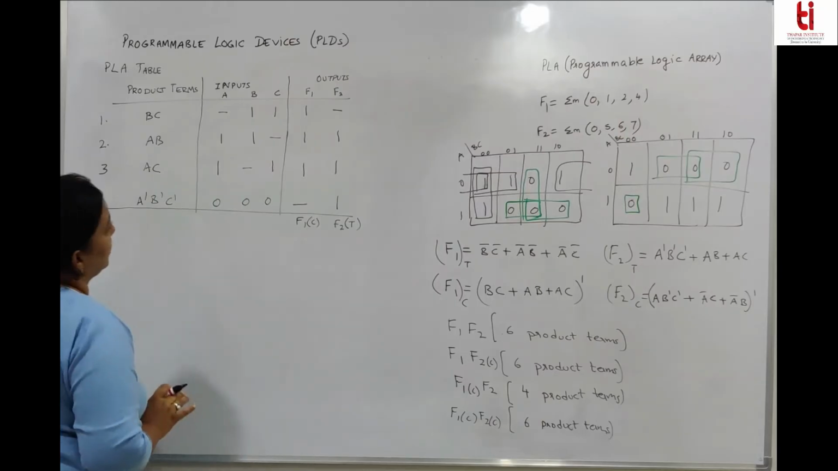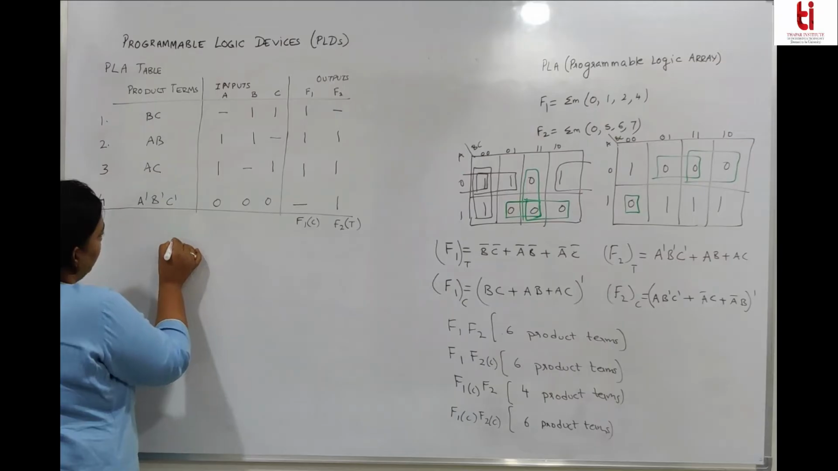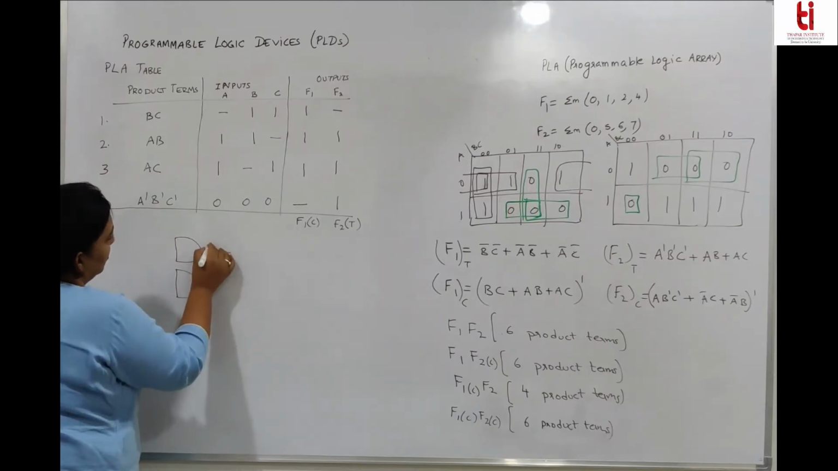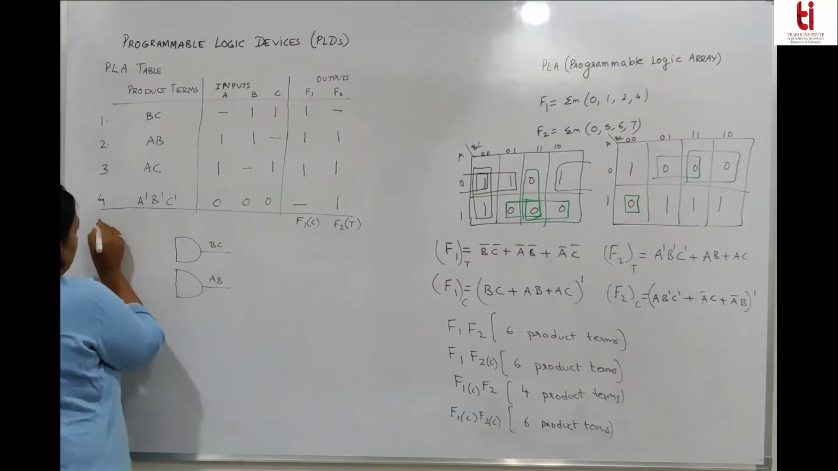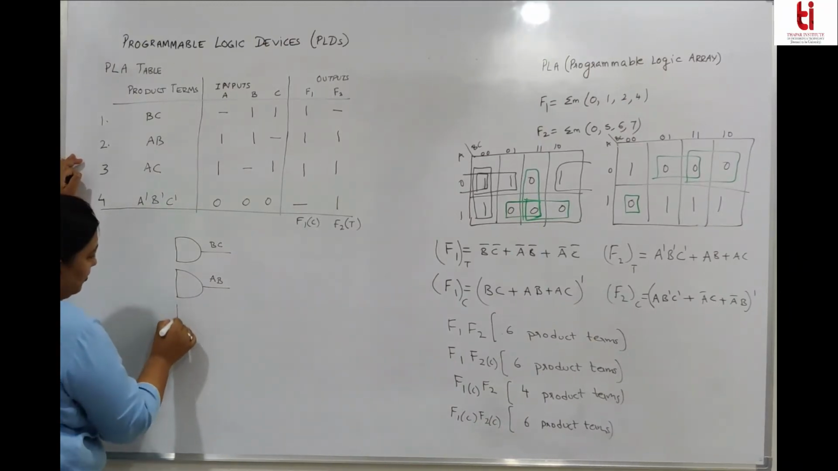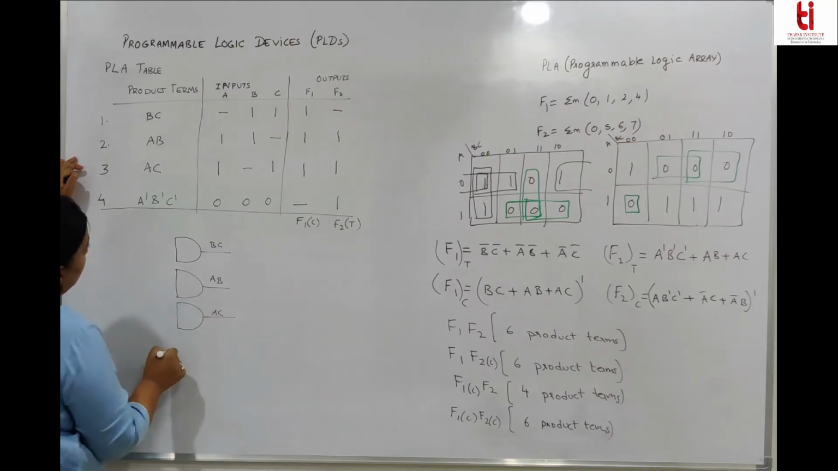Then I have to draw the circuit. This is a PLA table. What is the circuit of A? You will have BC, you will have AB, and then you will have AC.